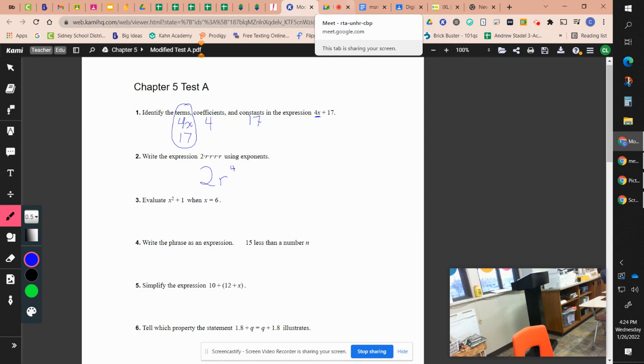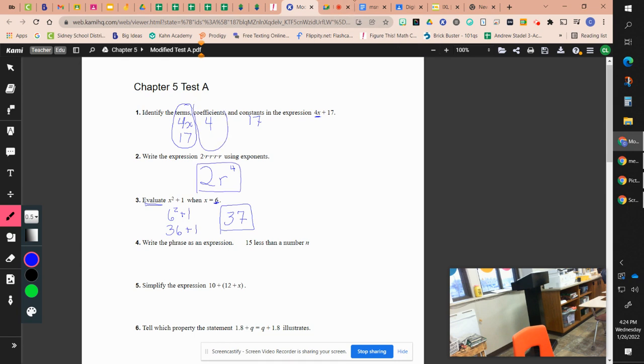Okay, so then the next one says evaluate, which is a fancy way to say solve. Solve for x squared plus 1 when the x's value is going to be 6. So I will go 6 squared plus 1. Well, 6 squared is 36, 6 times 6. Add 1. So my answer here would be 37, my final answer. Okay, I like it when you box in or circle your answers, just because then it's super clear what you meant for your answer to be.